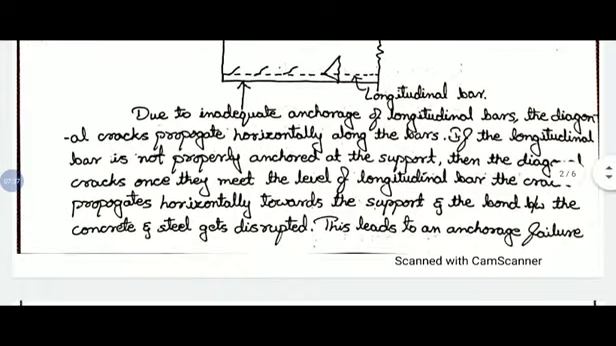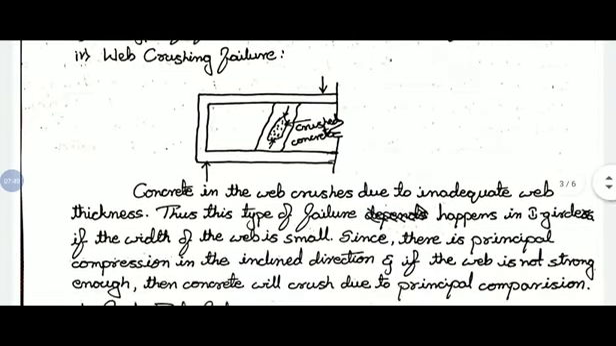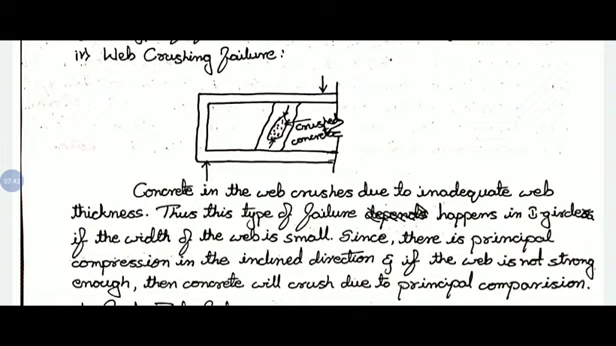Next type of failure is web crushing failure. So here concrete web crushes due to inadequate web thickness. If the thickness of the web is not sufficient to carry the loads, so that is bw, what we say, the web thickness, if it is insufficient, the concrete in the web portion will get crushed as the load increases, and thus the strength of the section or strength of the member reduces.